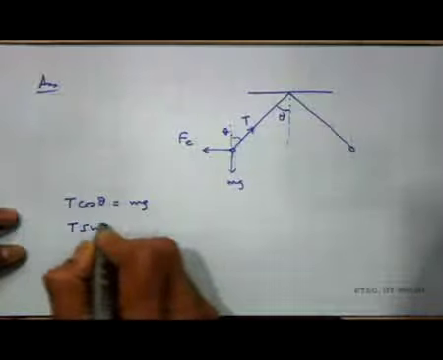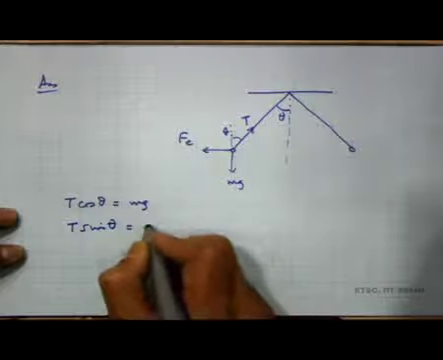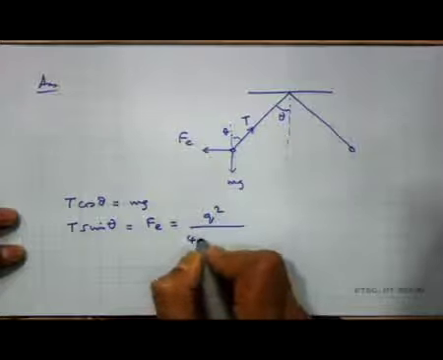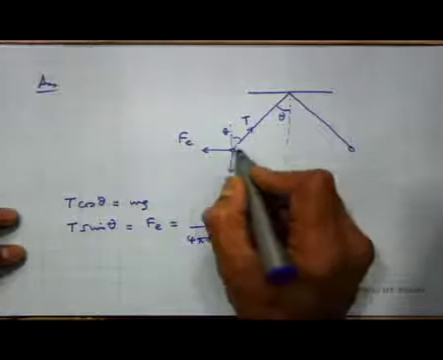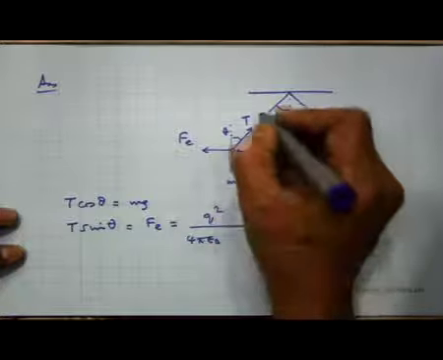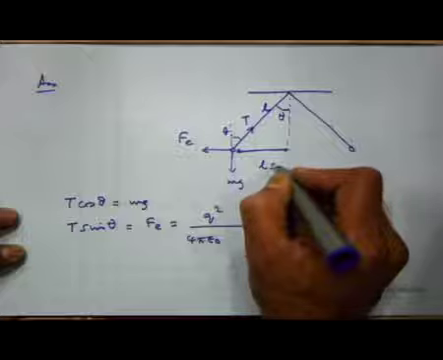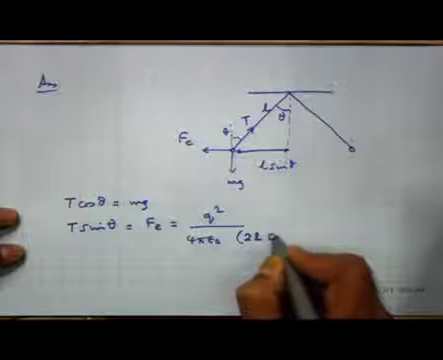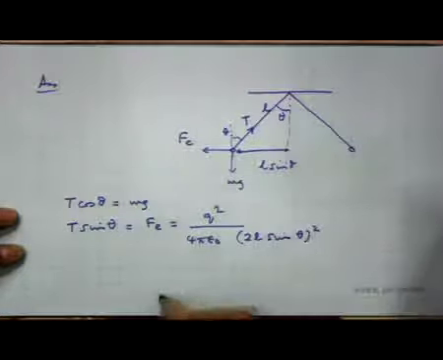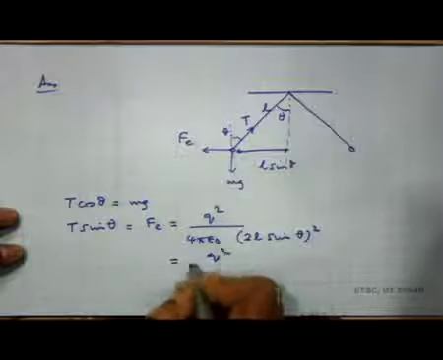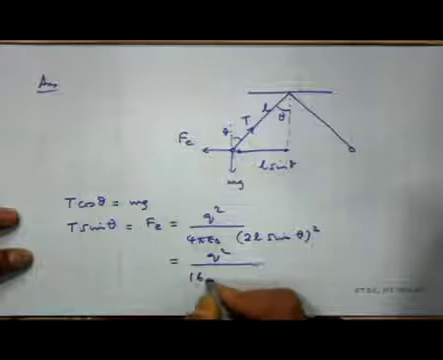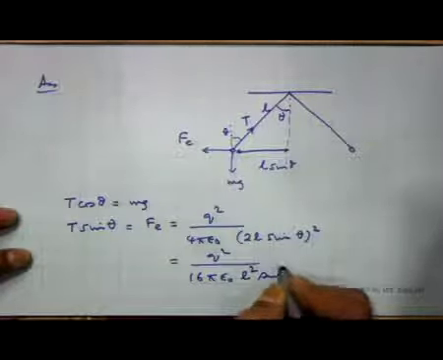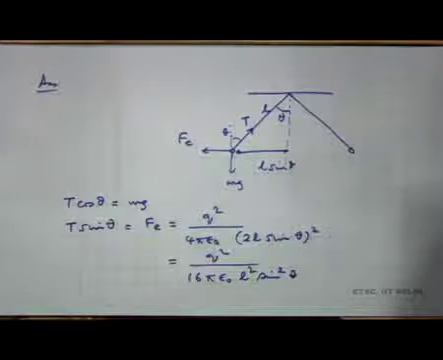So, T sin theta is equal to F e, which is equal to q square by 4 pi epsilon 0 into this distance square. And what is this distance? This length is L, so this is L sin theta. So, the total distance is 2 L sin theta. So, 2 L sin theta whole square, which is equal to q square by 16 pi epsilon 0 L square sin square theta. So, I have two equations.